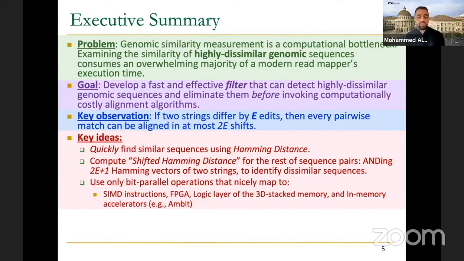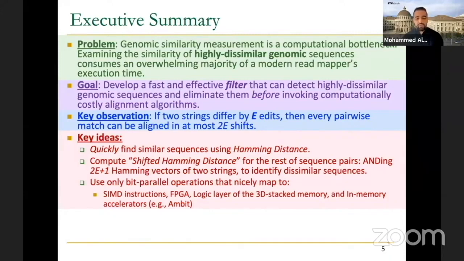After Hamming distance, we compute shifted Hamming distance, which is a generalized version of Hamming distance, for the rest of the sequence pairs. So we AND all these 2E+1 Hamming vectors of the two strings to identify the similar sequences. Now, if we find that the number of differences exceeds the threshold, then we can make a very good decision that these are dissimilar. But we cannot make such a decision in the first step. In the first step, you can only say if they are similar. We still cannot decide if they are dissimilar, because in Hamming distance we don't consider insertions and deletions. So if they are below the threshold, then this is probably good and you can accept it directly, but you cannot reject in the first step yet. You need to apply the second step and then observe whether you can accept or reject.